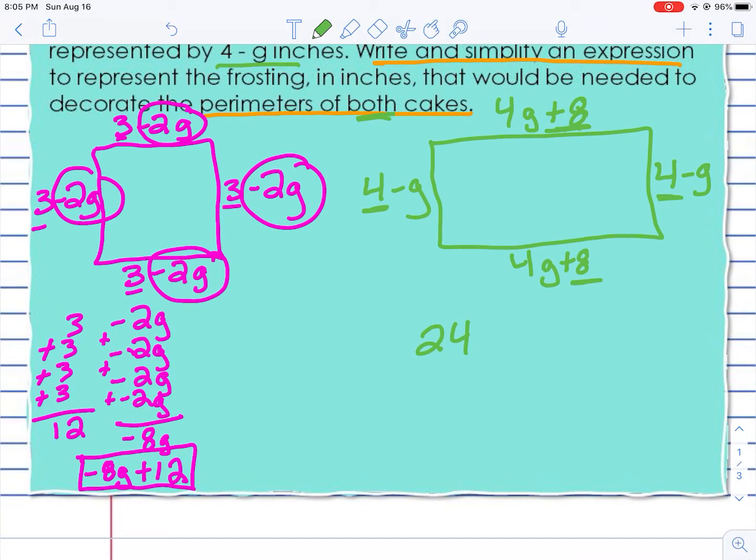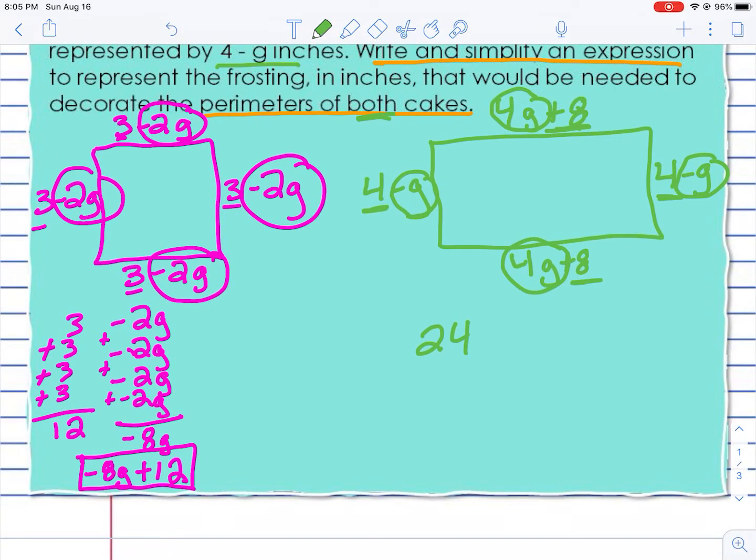Okay, so now let's go add up our other terms. Well, I have a negative g plus 4g plus a negative g plus a 4g. If you want to write them out in a column, absolutely you can do that. There's nothing wrong with that. But if you're already seeing the patterns here, you can begin to skip some steps.